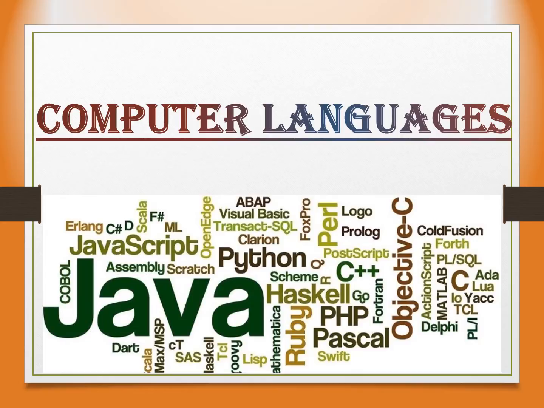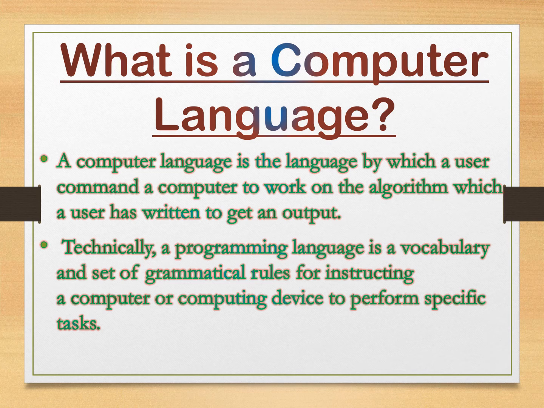Today I'll update you about computer languages. So, what is a computer language? Computer language is the language by which a user commands a computer to work on the algorithm which a user has written to get an output. Technically, a programming language is a vocabulary and set of grammatical rules for instructing a computer or computing device to perform specific tasks.